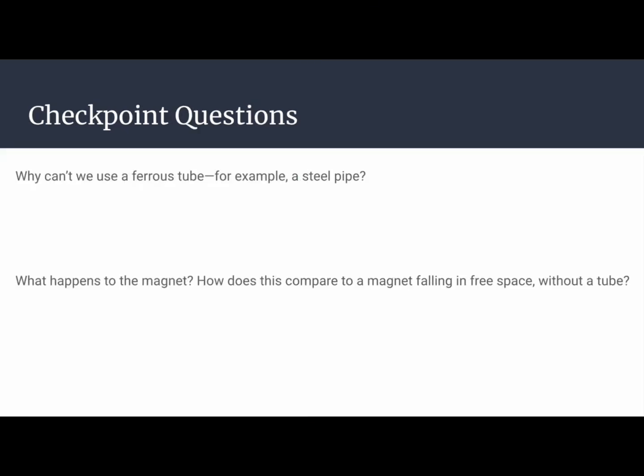For the checkpoint questions, why can't we use a ferrous tube, for example, a steel pipe? This is because the ferrous tube contains iron, and iron contains magnetic properties, so if a magnetic field from the iron had been induced, it would have interfered with the falling magnet, thus skewing our data. What happens to the magnet? How does this compare to a magnet falling in free space without a tube? The magnet falls through the aluminum tube slower than it would in free space, as there is an upward magnetic force acting on it due to the induced current in the aluminum tube.